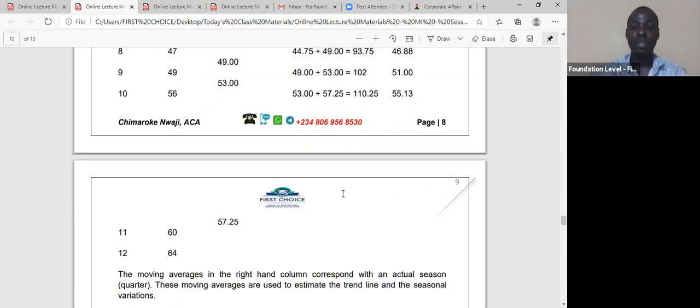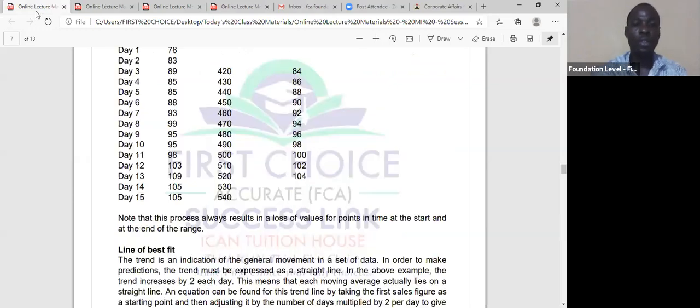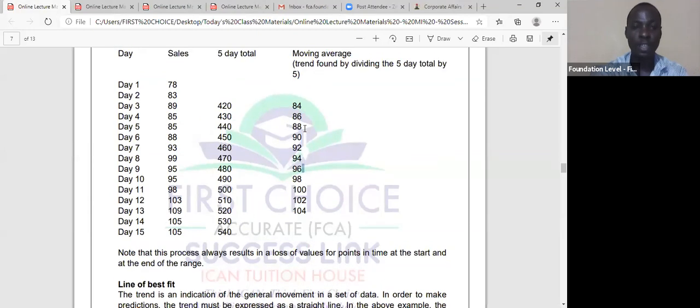So once you know the quarters in between them is 7, you simply say 27.75 divided by 7, you have 3.96. So this 3.96 is your slope. So your equation now is your lowest value, which is your intercept, plus your slope multiplied by x. That was also kind of the same way we could have done it here.